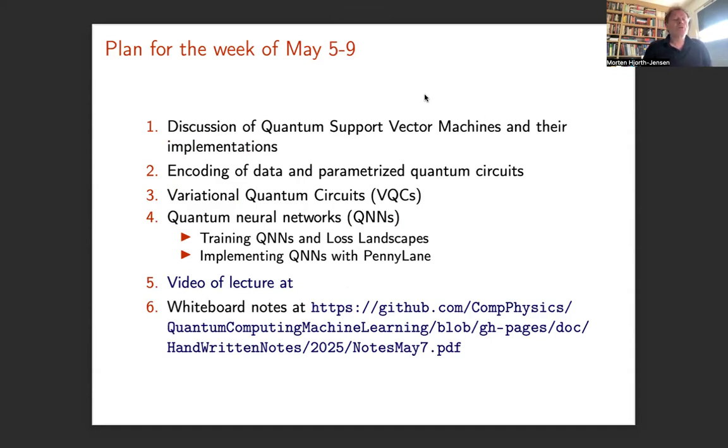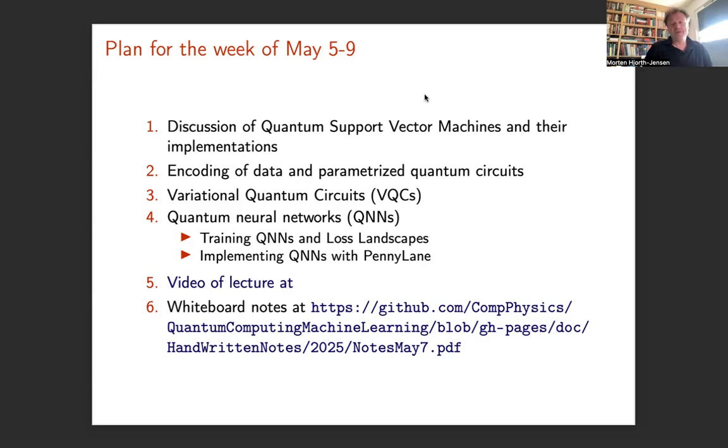After we've gone through that, we're also going to look at how we encode data. We are going to define what is called a parameterized quantum circuit, which at the end is what we end up doing. We are going to look at specific implementations of quantum support vector machines, and at some selected data sets. We have one credit card data set in the lecture notes.